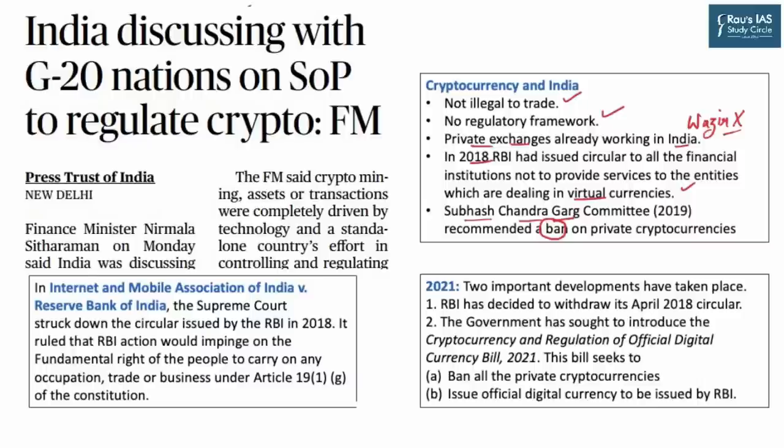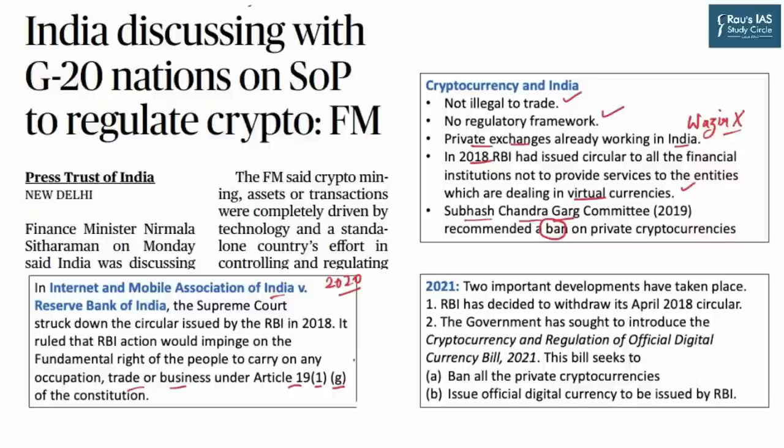In 2020, there was a case going on in the Supreme Court, and this case was Internet and Mobile Association of India versus Reserve Bank of India, in which the Supreme Court struck down the 2018 circular of the RBI. It ruled that the RBI's move violates people's fundamental right to carry on any occupation, trade or business under Article 19(1)(g) of the Constitution.